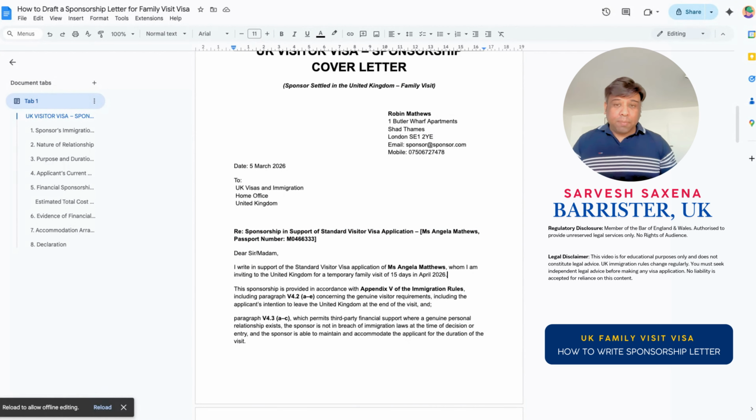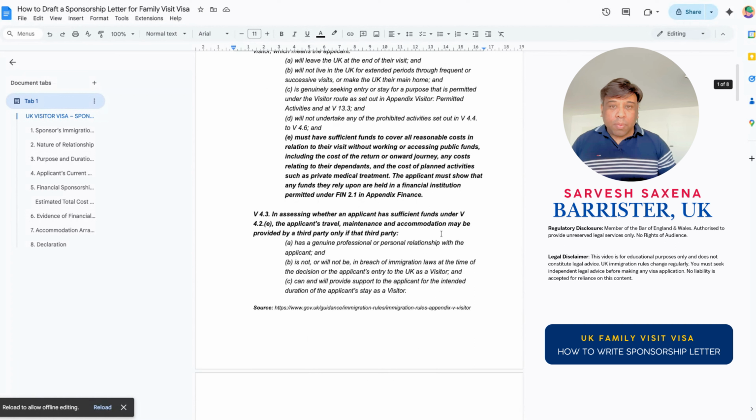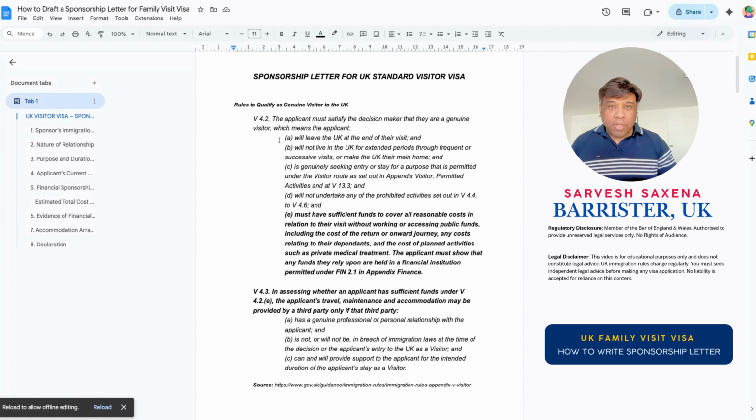Family visit, okay? This sponsorship is provided in accordance with Appendix V of the immigration rules, including paragraph V4.2 A to E concerning the genuine visitor requirements. So, in a nutshell, if you don't understand the numbers and all of that, take it like this: there are 5 sets of rules. V4.2 is A to E, A, B, C, D, E, which I'm going to show you at the top. These are the rules.